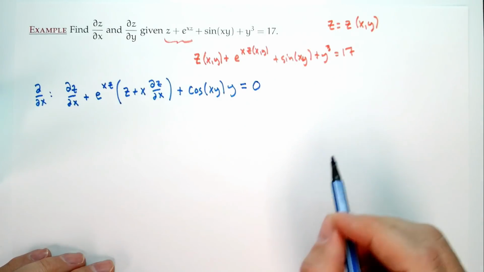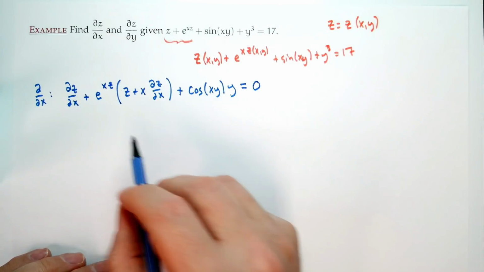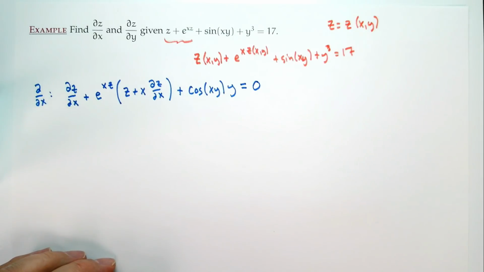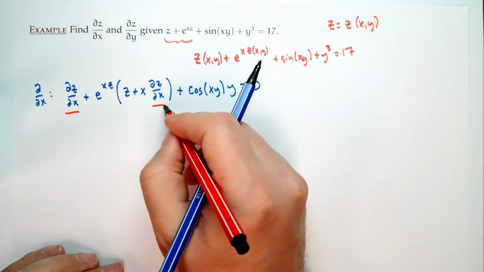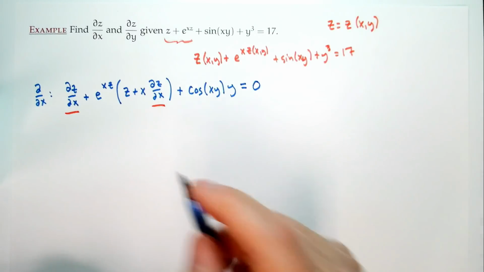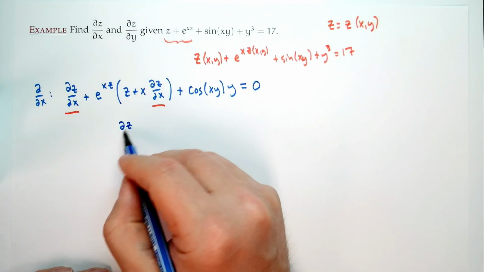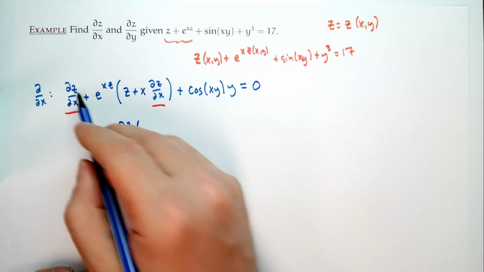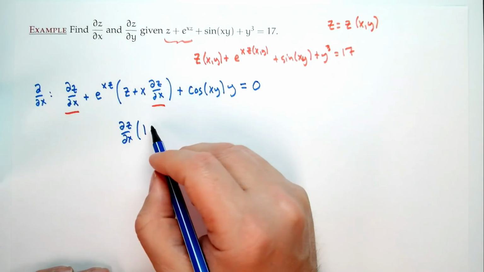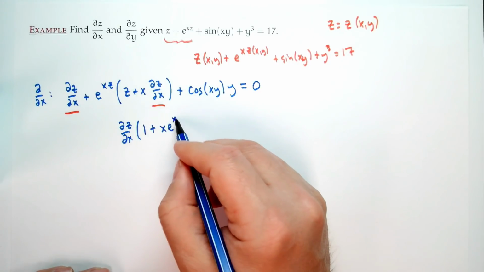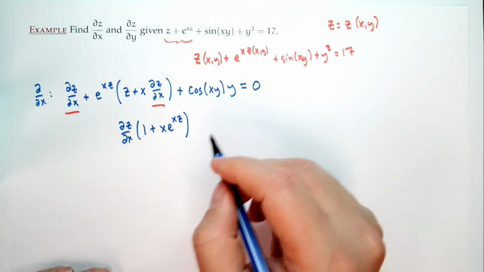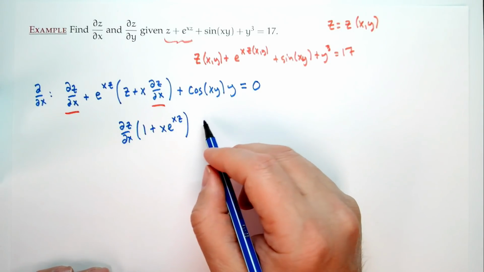Now, after you take the derivative, you gather. So, we gather what? Well, we look at all the terms that have a partial z partial x. So that's a partial z partial x, and there's one of those plus x e to the xz. Okay, and then everything else.